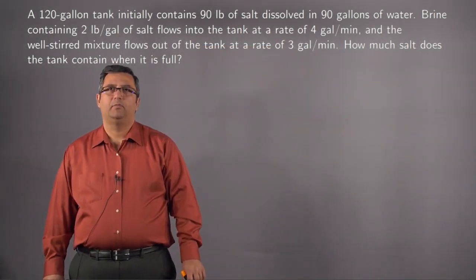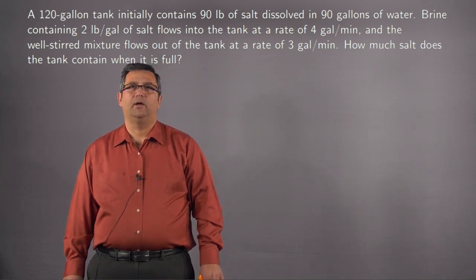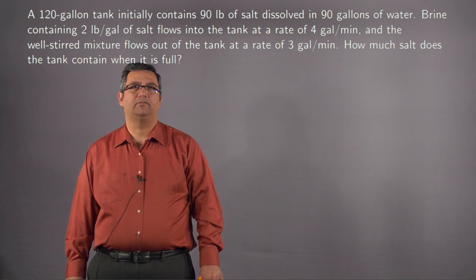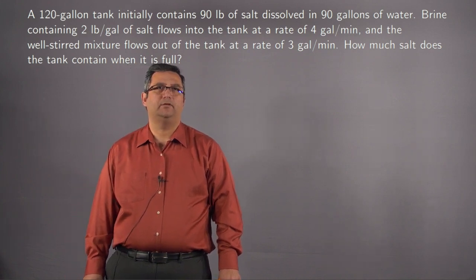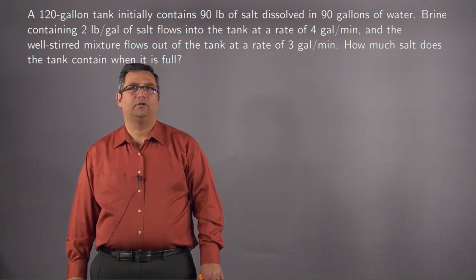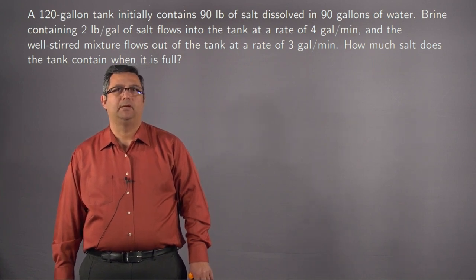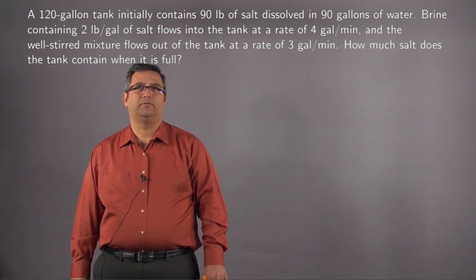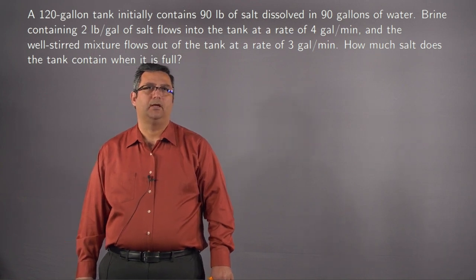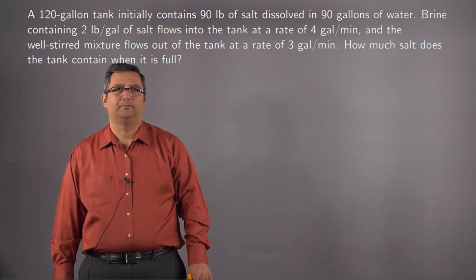So in this problem, we are solving a mixing model. A 120-gallon tank initially contains 90 pounds of salt dissolved in 90 gallons of water. Brine containing 2 pounds per gallon of salt flows into the tank at a rate of 4 gallons per minute, and the well-stirred mixture flows out of the tank at a rate of 3 gallons per minute. How much salt does the tank contain when it is full?